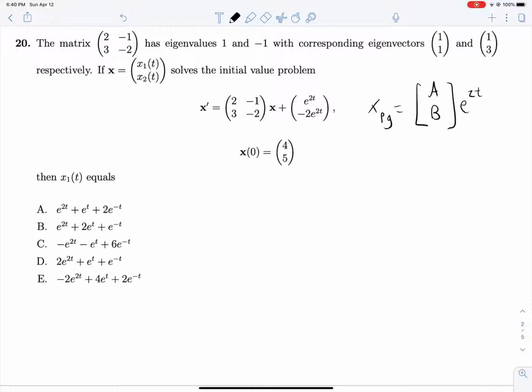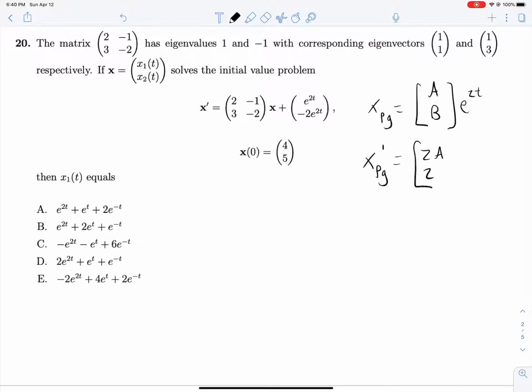And thankfully, we don't have to multiply anything by t, because we don't have any overlap with our characteristic solutions, because our eigenvalues are 1 and -1, and not 2, which would be a little bit of an issue for us. So let's find x particular guess prime.